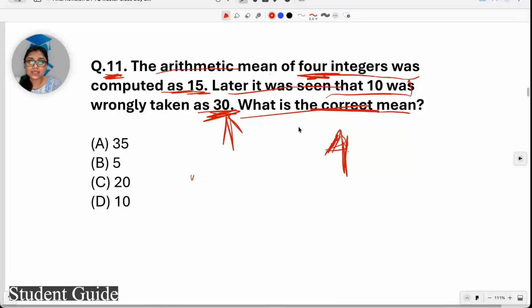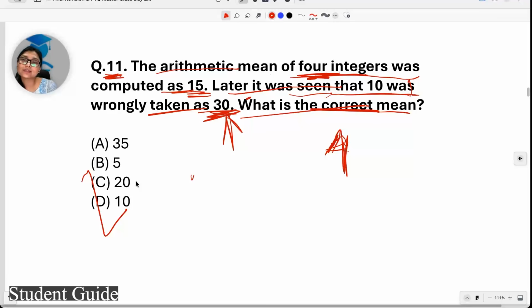So this is very easy. The question is, again, I am going to explain it. The question is saying that arithmetic mean of 4 integers was computed as 15. Later, it was seen that 10 was wrongly taken as 30. Okay, so what will be the correct mean? So here are the options. You can try to attempt this question.